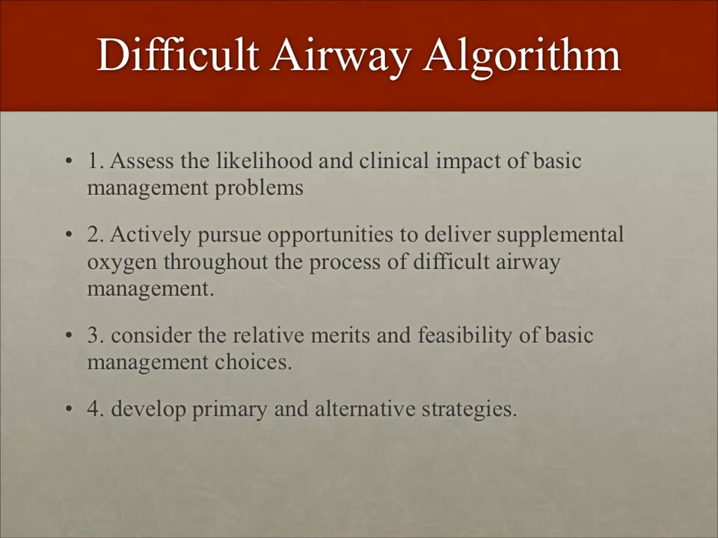You can see at the top of the algorithm they have 4 main points. First, assess the likelihood and clinical impact of basic management problems. They define these problems as difficulty with patient cooperation or consent, difficult mask ventilation, difficult supraglottic airway placement, difficult laryngoscopy, difficult intubation, and difficult surgical airway access.